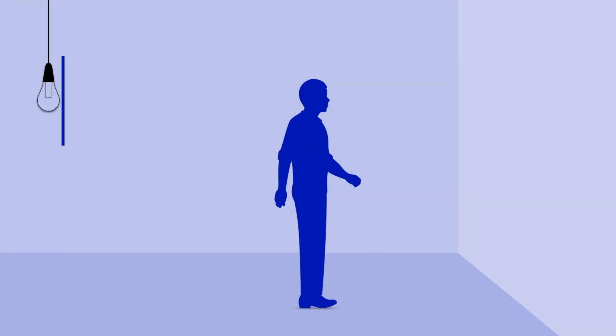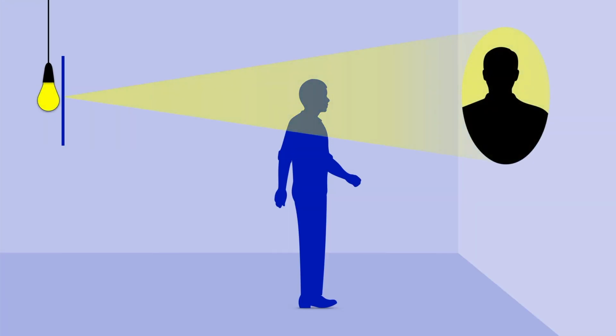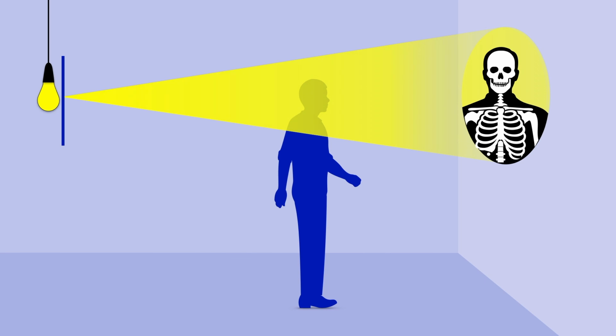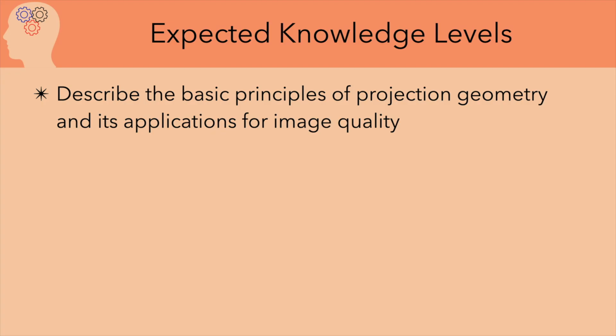Making a radiograph is very similar to projecting shadows with visible light. When making a radiograph, we project a shadow of the calcified structures within the body. In this video, I'll describe the 5 basic principles of projection geometry and how we can use these principles in order to make high-quality radiological images.